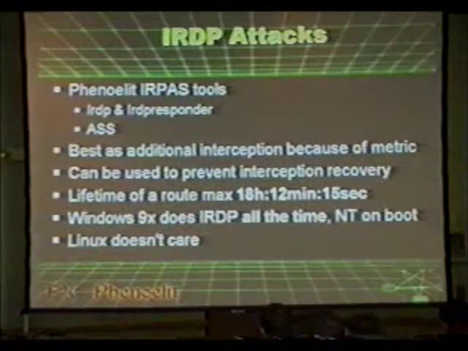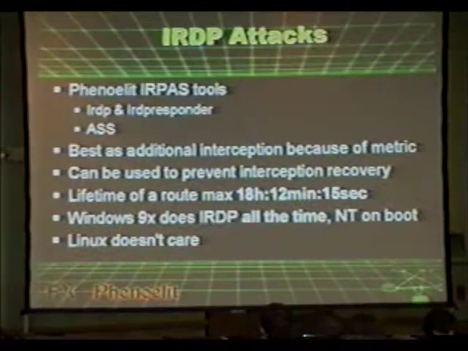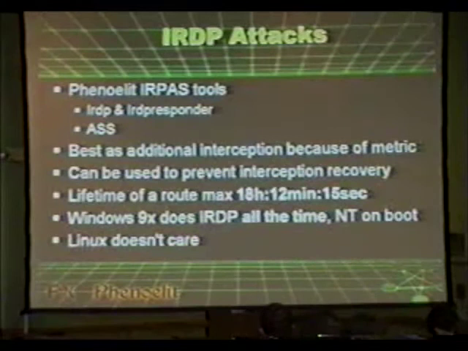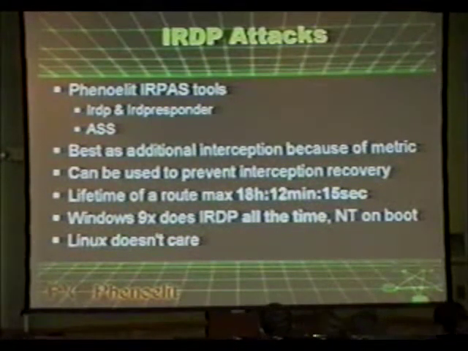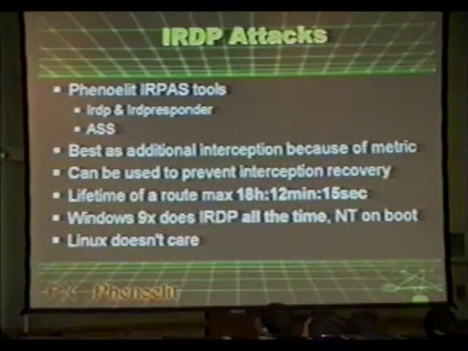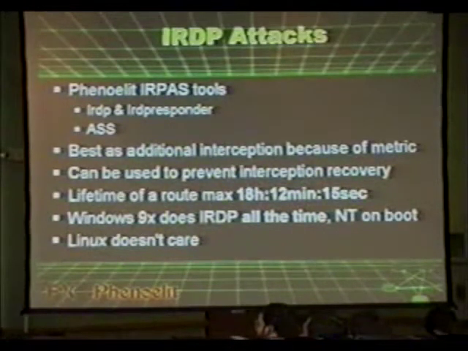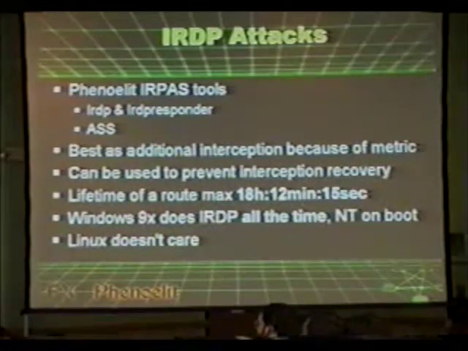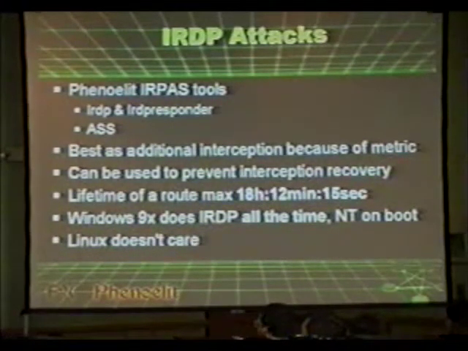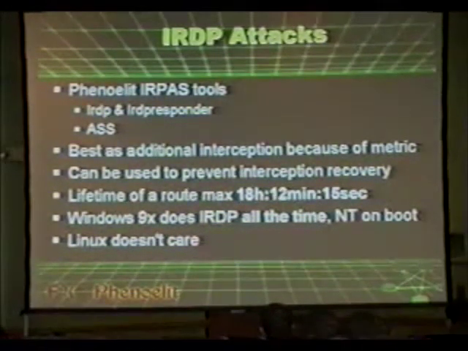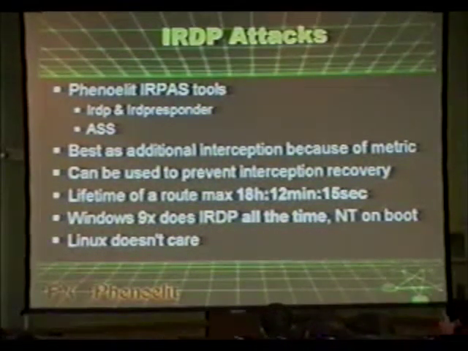So again, here are the tools. I recommend this attack as an additional thing, because you don't get the traffic right away. So if you do any kind of traffic interception or redirection, you can do this in the background just to make sure. If something goes wrong with your primary attack, you still get the traffic. Hosts, as I said, Windows just really likes it and does it all the time. On the other hand, Linux does not care at all.